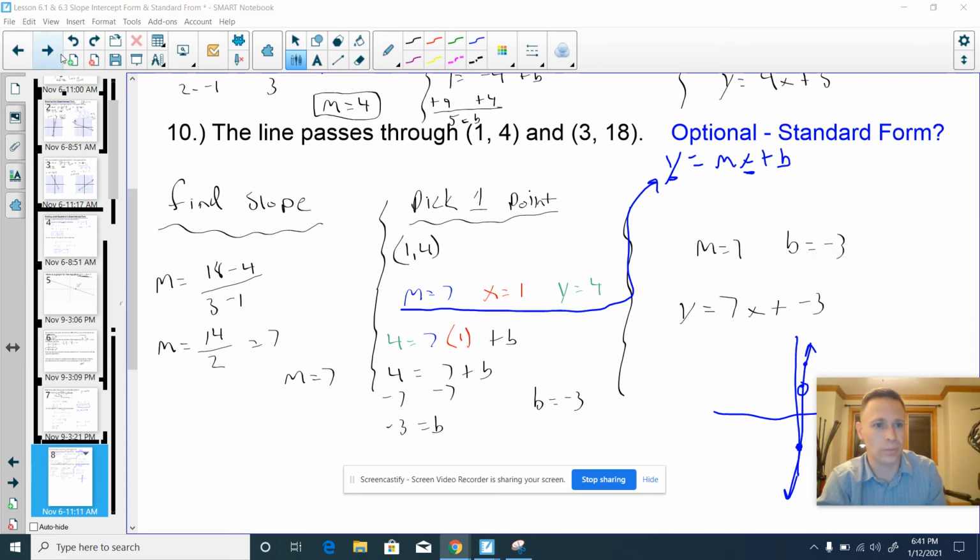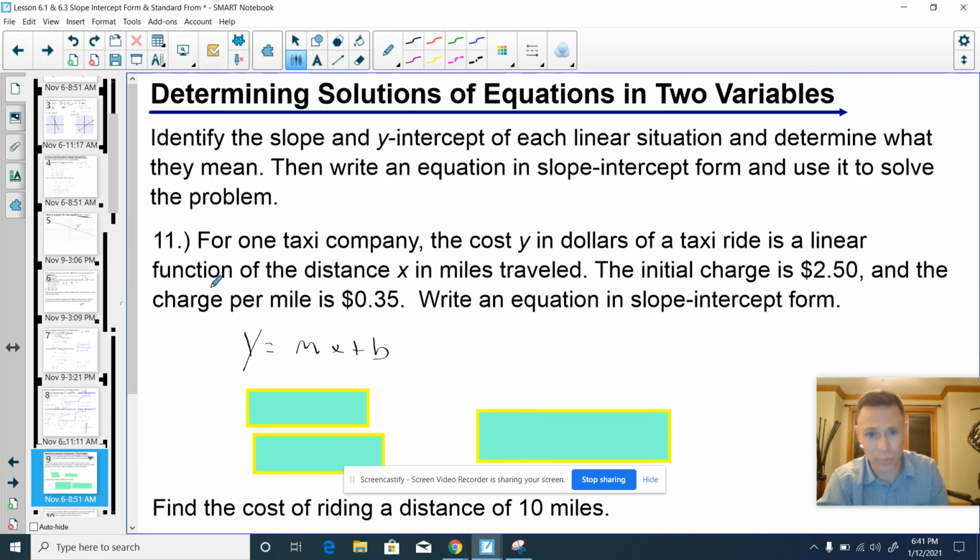All right. So, a couple of contextual problems here, and then we're done. So, determining solutions of equations in two variables. Let's read the directions. Identify the slope and y-intercept of each linear situation and determine what they mean. Then write an equation in slope-intercept form and use it to solve the problem.